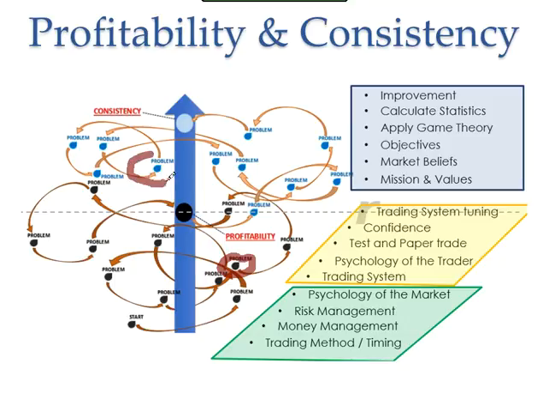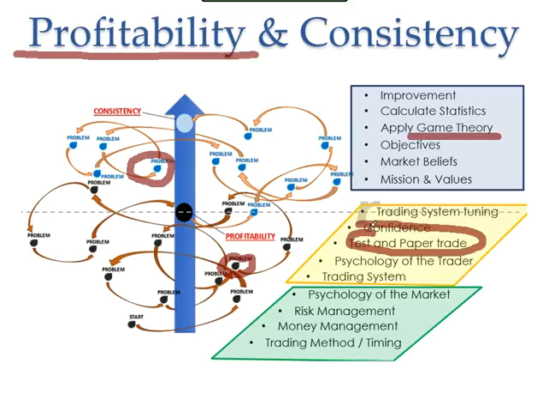The problems that you have at this level after you became profitable are problems related to your psychology, beliefs, mission, objectives, and applying game theory to the results that you collect when you test and paper trade or when you actually do your own trading. And so, in order to get to the consistency, you will need to solve these other problems here.